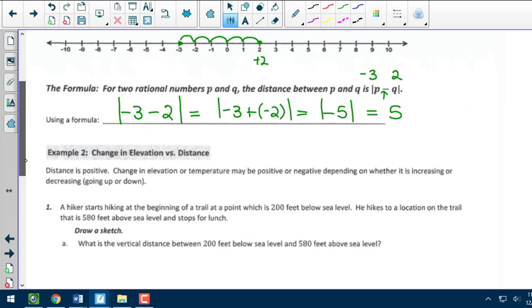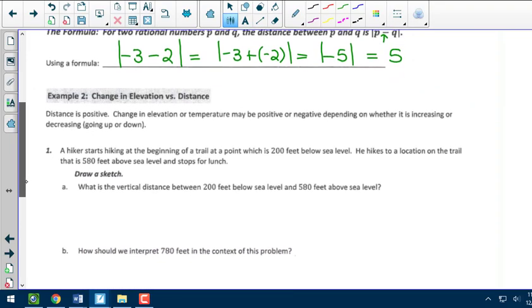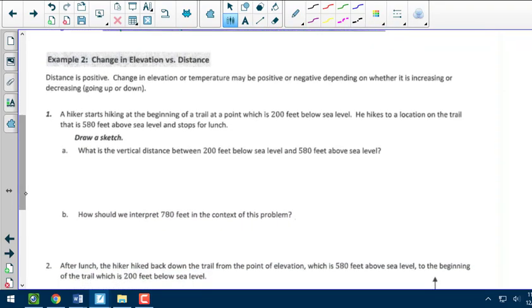So a little more tedious if you don't have the number line to find the distance or the difference between -3 and 2. Distance is positive. Well, distance really doesn't have a sign. Change in elevation or temperature may be positive or negative depending on whether it's increasing or decreasing, going up or down.